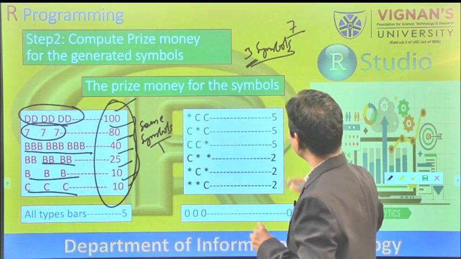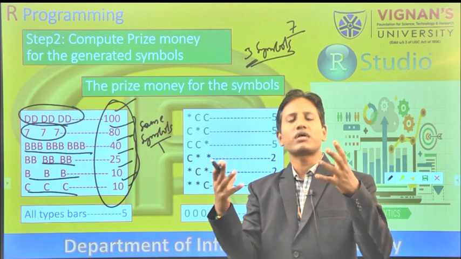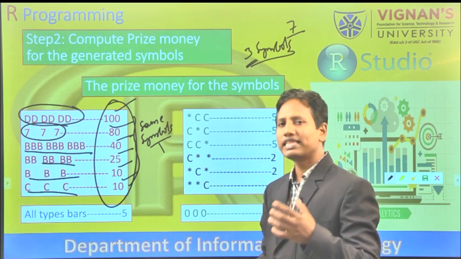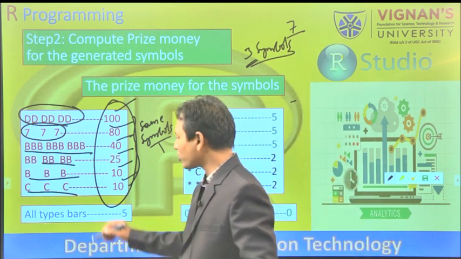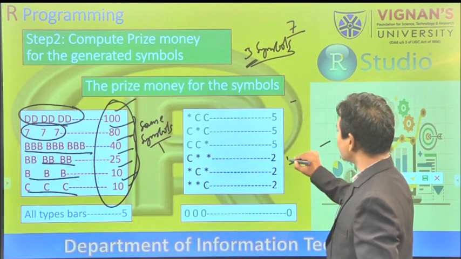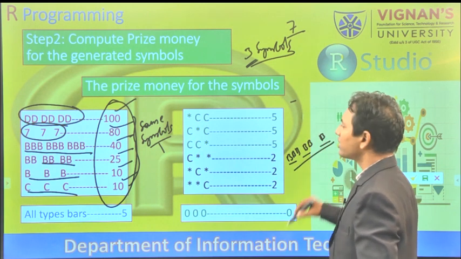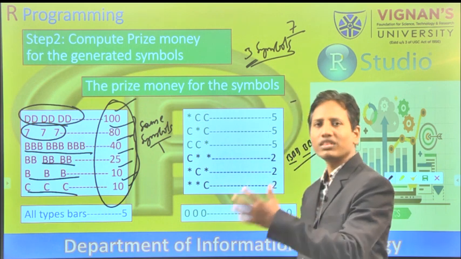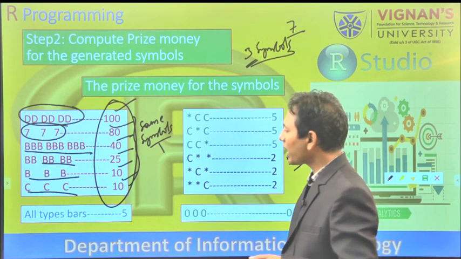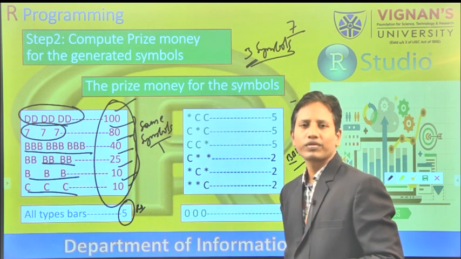So once we get these 3 symbols, we have to check whether those symbols come under this category or not. If they are not, then the second category is all types of bars. That is, in these 3 symbols, triple B and double B and single B, 3 types of bars we have, and all these 3 appear in a single set. Then we have to give 5 rupees.